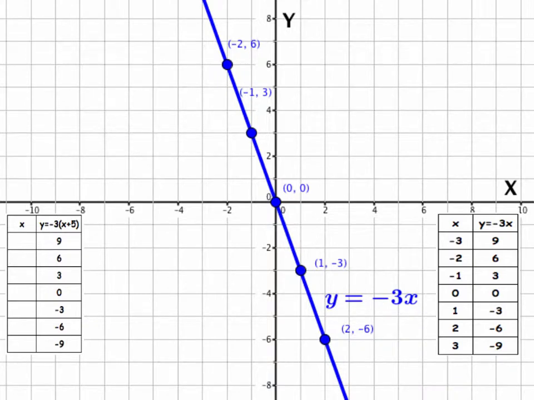Alright, let's try another example. Here's our familiar graph of y equals negative 3x. It has a slope of negative 3, and of course the y-intercept is right on the origin at (0, 0). And here are some ordered pairs, both on the graph and in a table of values.